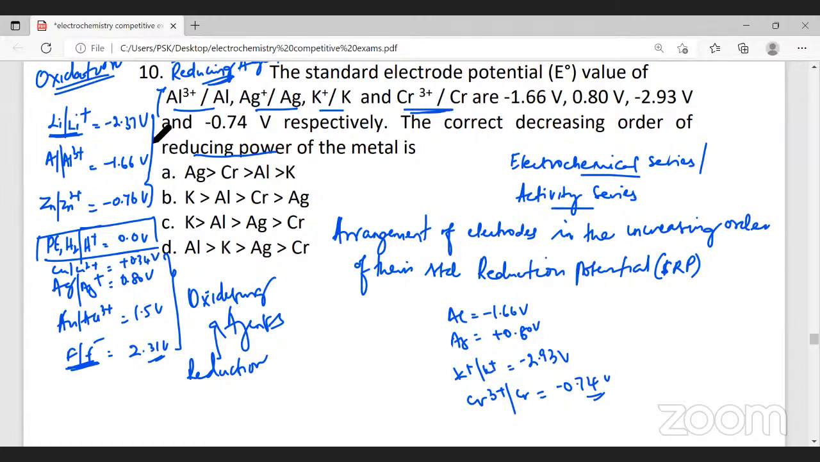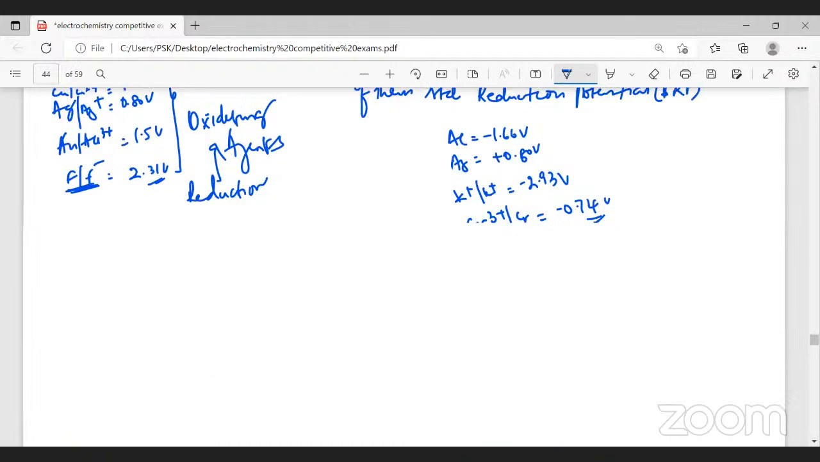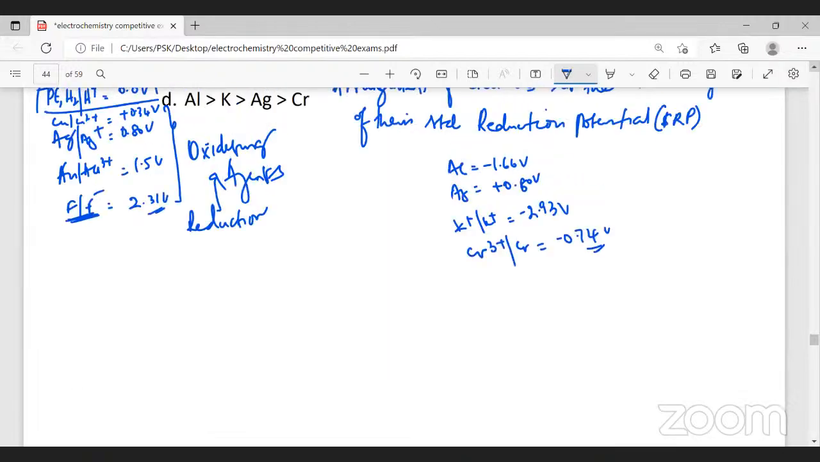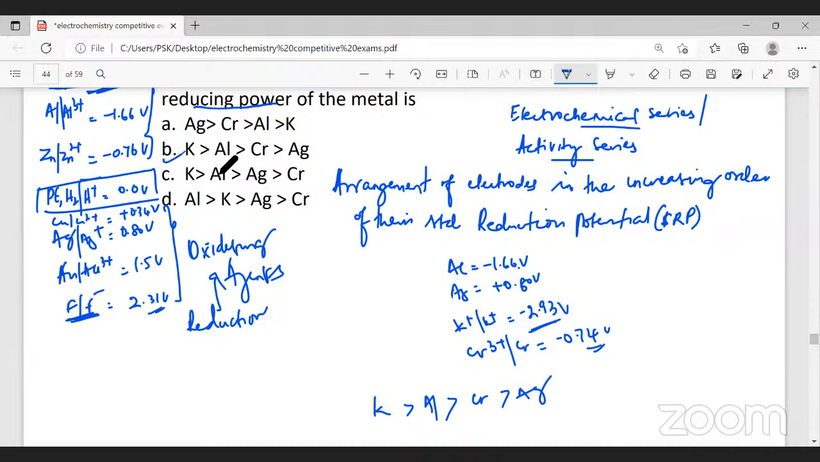Larger negative value will be the strong reducing agent. See here, larger negative value. Amongst these, which is the strongest reducing agent? Potassium has the most negative value, minus 2.93. Therefore, potassium will be the strongest reducing agent. After potassium, it will be aluminum because of the minus 1.66 value. And then it is chromium, and then silver. Therefore, the answer for this question will be option B. Potassium is greater than aluminum, aluminum is greater than chromium, and chromium is greater than silver.